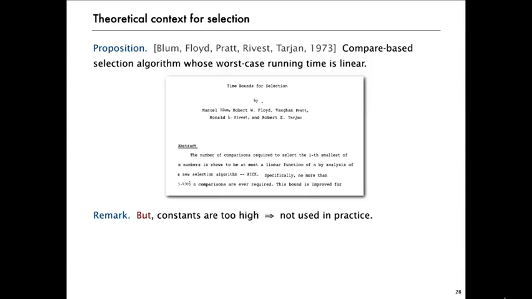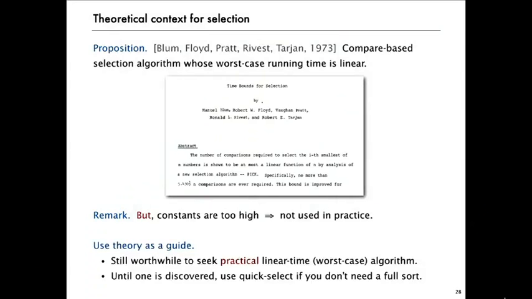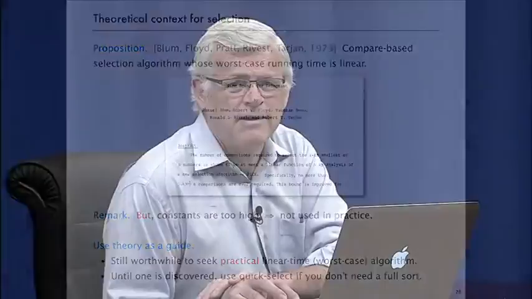fast, guaranteed linear time selection algorithm that maybe somebody in this class will invent someday. This is another example where we use theory as a guide. It's still worthwhile to look for a practical linear time worst case algorithm. Maybe somebody in this class will invent that. But until something like that is discovered, use the quickselect based on quicksort partitioning, and you can get linear time selection when you don't need a full sort. That's selection, a simple problem like sorting that is well solved with quicksort partitioning.